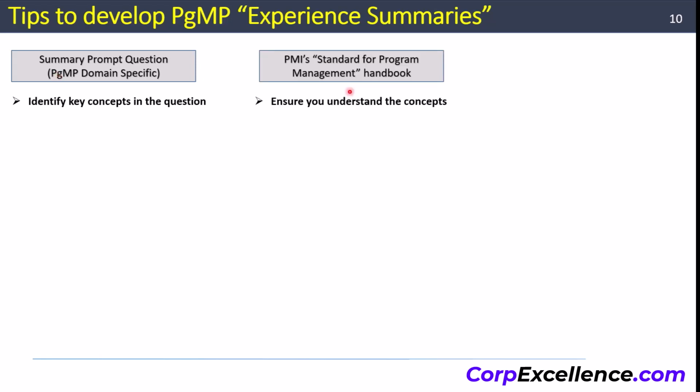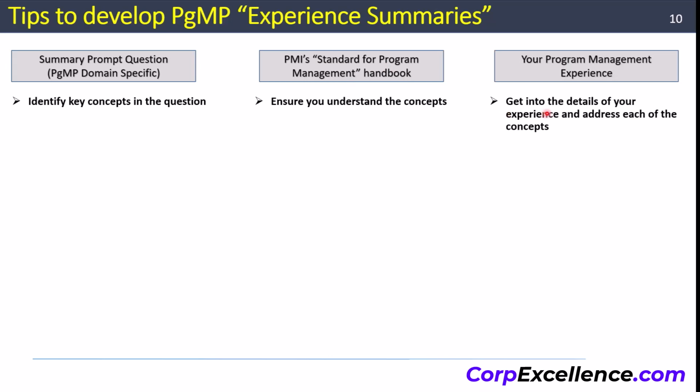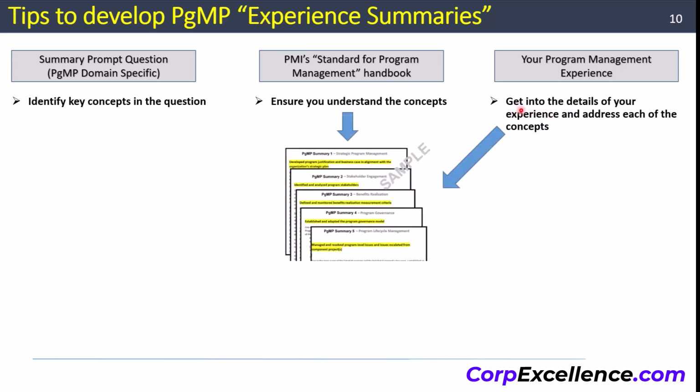Next, you should ask yourself if you understand those concepts. If not, you should refer to the Standard for Program Management Handbook from PMI and read up on those concepts. Next, you should dig into your own program management experience and try to answer that question in the summaries that you create for each of those questions. So you should use the knowledge from the Standard for Program Management Handbook and relate it to your program management experience to create these 5 summaries.